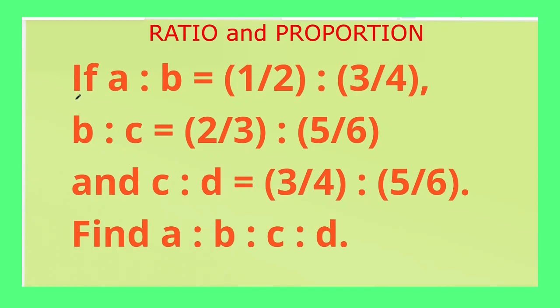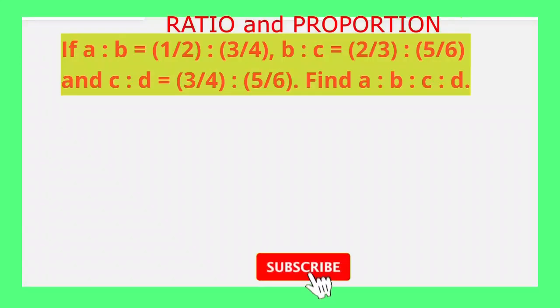Our question is, if A ratio B equal to 1 upon 2 ratio 3 upon 4, B ratio C equal to 2 upon 3 ratio 5 upon 6, and C ratio D equal to 3 upon 4 ratio 5 upon 6. Find A ratio, B ratio, C ratio, D. We solve the question like this.